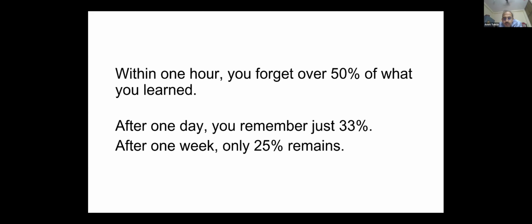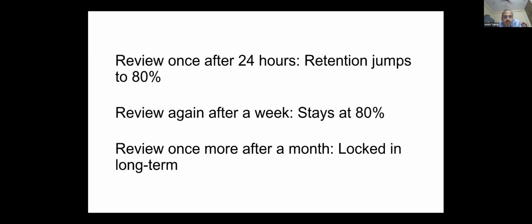By tomorrow, 66% will be gone, and in a week 75% will be gone. So how we can reduce it is if we review once after 24 hours, then retention is 80%. After a week also, if again we revise, then it stays at 80, and then after a month again, then it's long term. So we have to revise these. These are the basic questions anyway.